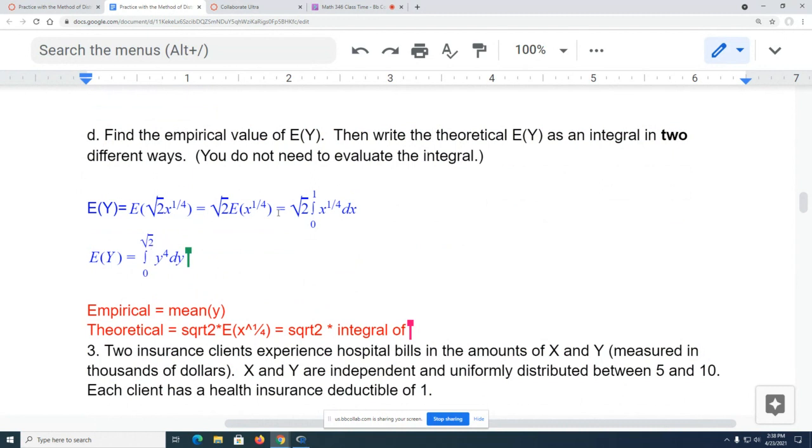The other way is to do it in terms of x. So thinking about y as being a function of x and using techniques from chapter 4, we'd have the integral of the thing whose expected value we want, so square root of 2 times x to the 1/4, times the density function for x, which was just 1 on the interval from 0 to 1. So that's telling us that these two integrals should give us the same answer. Questions about that?